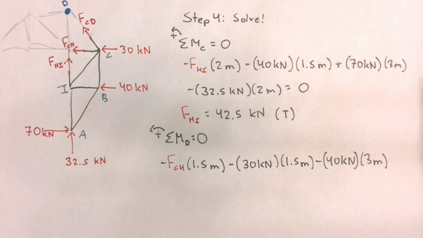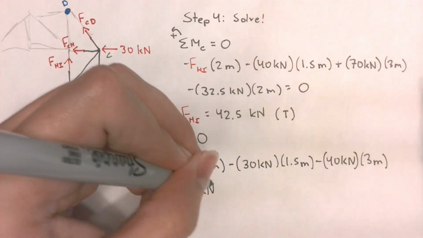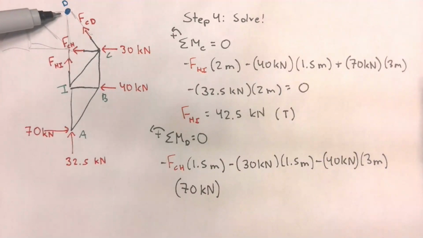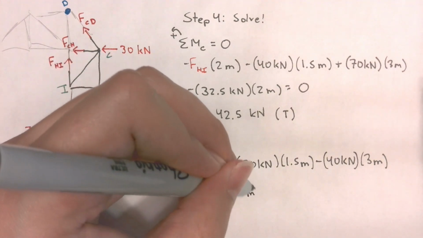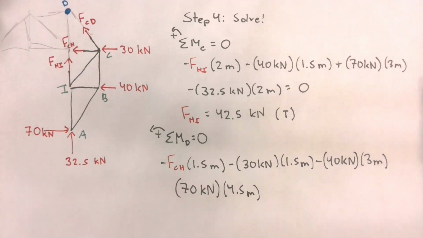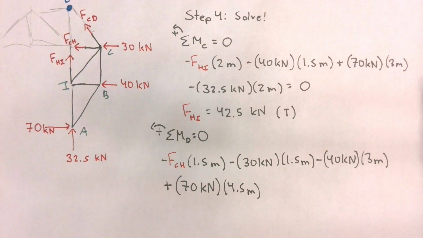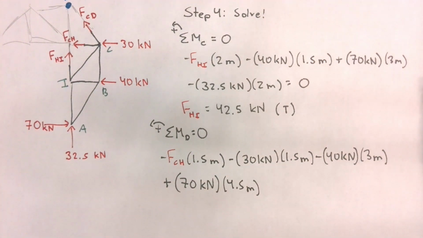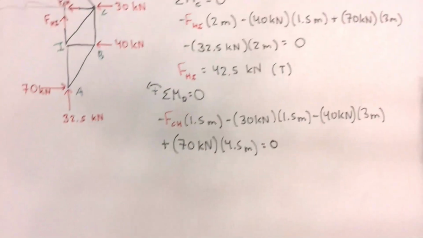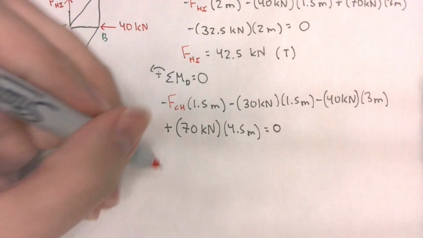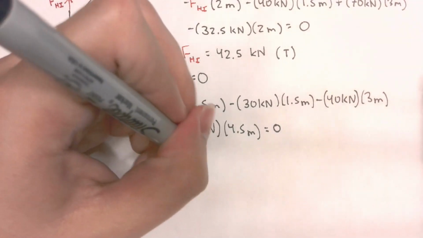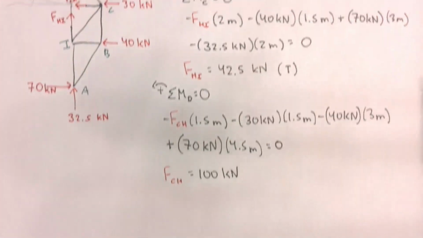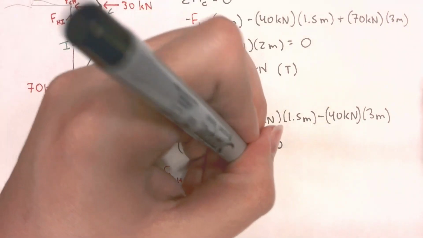Is that everything? No. I have 70 kilonewtons acting at a distance of 1.5 plus 1.5 plus 1.5, that's 4.5 meters. And that's causing a counterclockwise or positive rotation. And all that should be equal to 0. I can rearrange to solve for my force CH, and I'll get that my force CH is equal to 100 kilonewtons. Positive value, so I assumed my direction correctly, which means it's in tension.